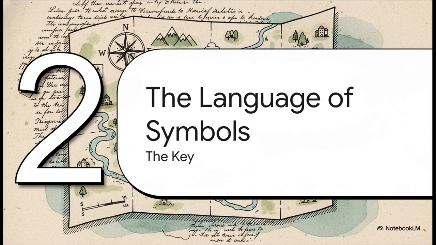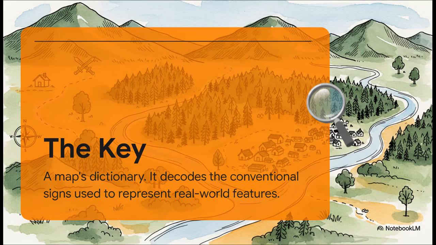Okay, so we've got the grammar down, we understand direction and scale. Now it's time to learn the words, the vocabulary of the map. And for that, we need to look at what's called the key. Just like direction, the key is absolutely essential. You could call it the map's dictionary, or maybe its Rosetta Stone. It's what translates all those little lines, dots, and tiny pictures into real-world things we recognize, like roads, rivers, and buildings. Without the key, you're pretty much just looking at abstract art.